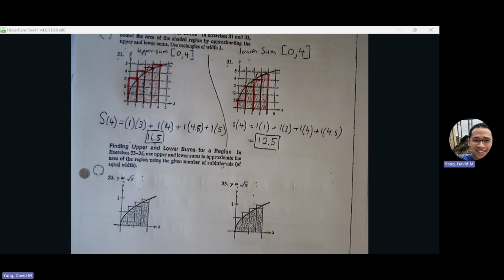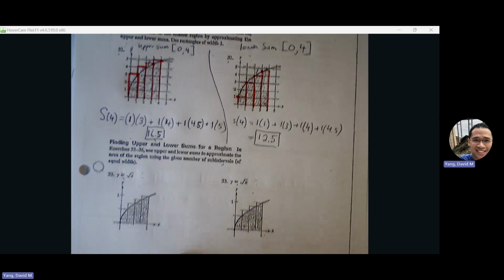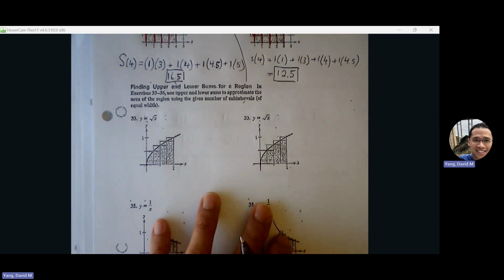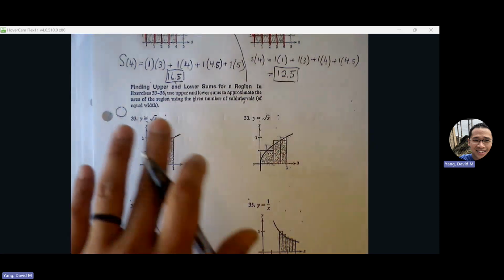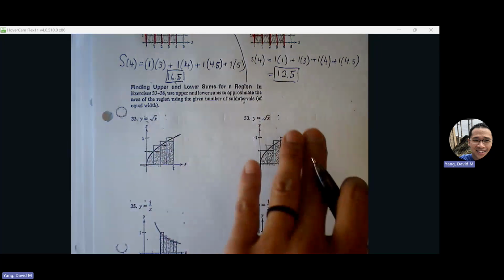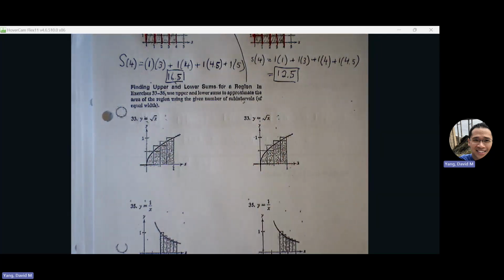Okay, any questions so far? I want to do 33, the rest of this page here with you, but I want to change the directions a little bit. I want to say left-handed rectangle for part A and right-handed rectangle for part B.